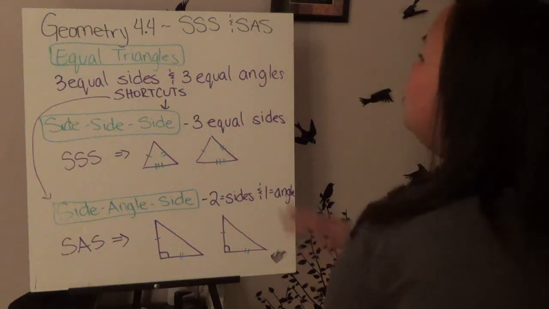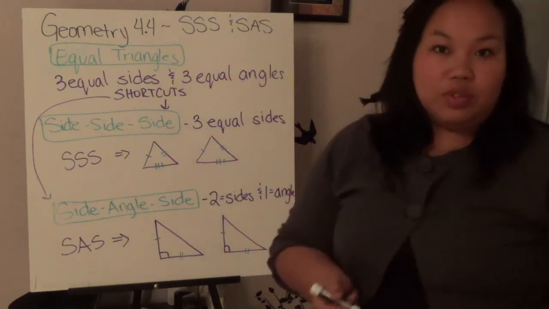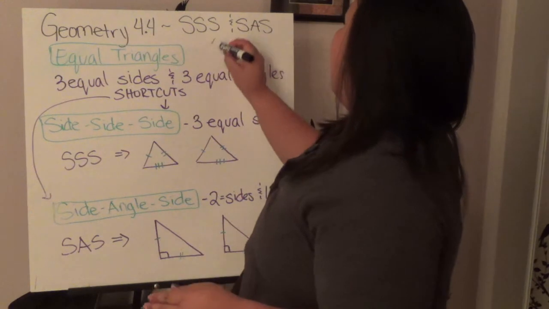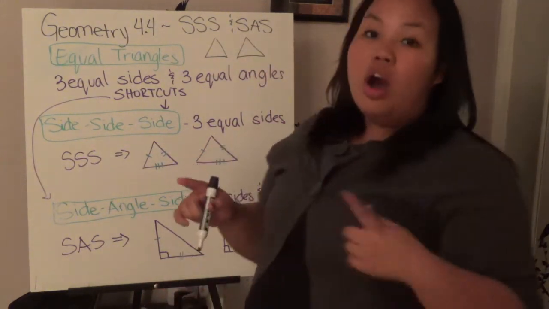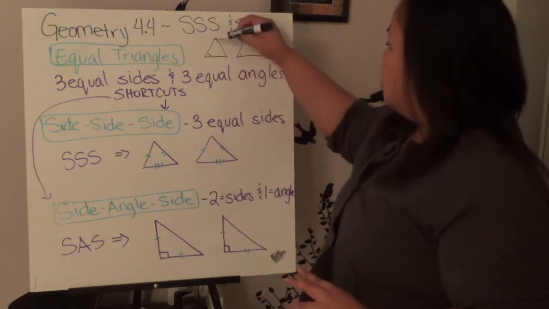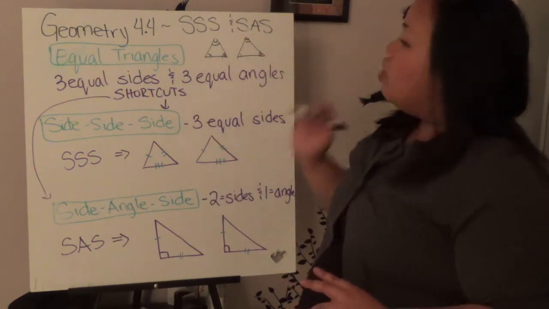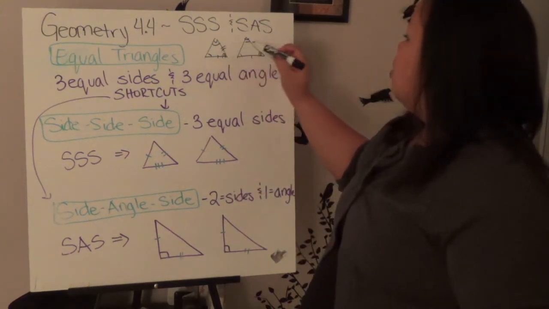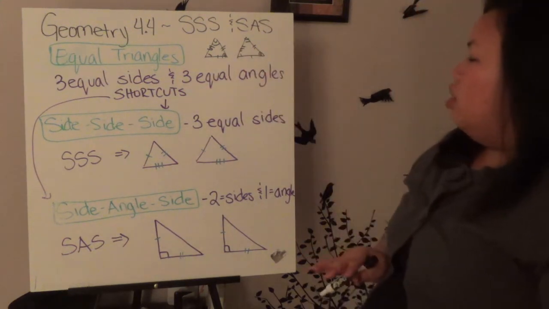In geometry section 4.4, we're dealing with triangles that are equal to each other. You remember in the last section, we had two triangles that are equal to each other. What that means is all their angles are equal to corresponding angles. So this would be equal to this, this would be equal to this, this would be equal to this. But not only that, their sides. So this would be equal to this would be equal to this, and this would be equal to this. This makes these triangles equal.